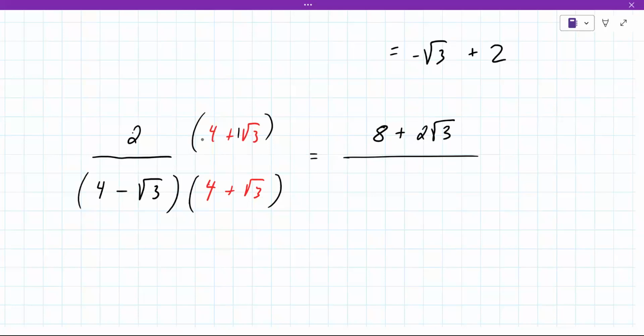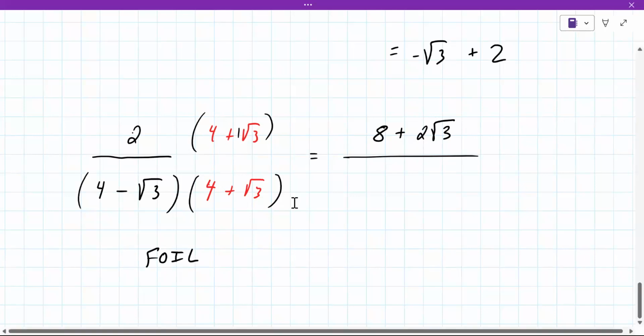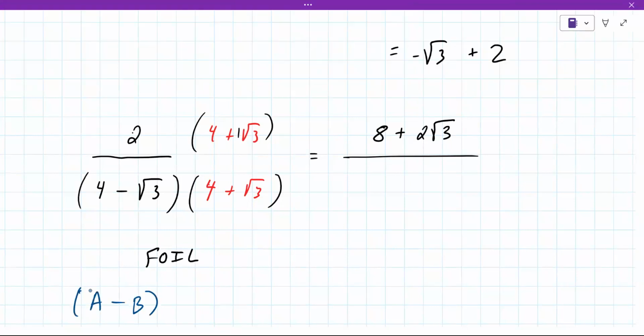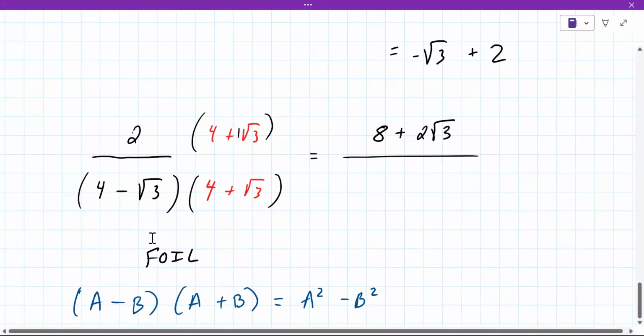Yeah, it's good. Okay, now the bottom you have to FOIL. Maybe that's something to write down: first, outer, inner, last. Okay. On the bottom, I feel like there would be a shortcut to simplifying that. Well, there is. Generally it's a minus b times a plus b, and this becomes a squared minus b squared. So you square the first thing, 4 squared, minus squaring the second thing.